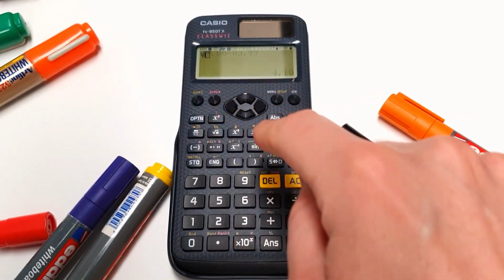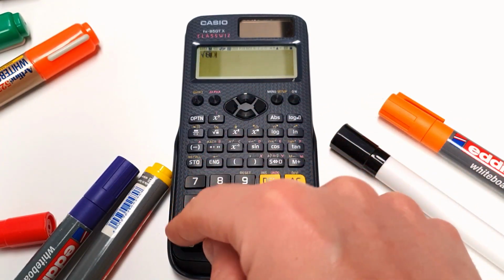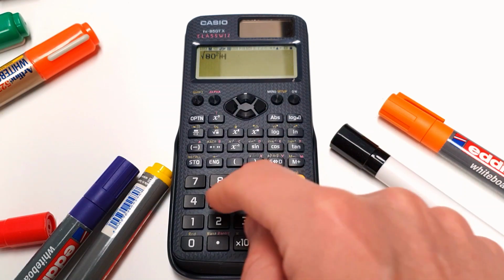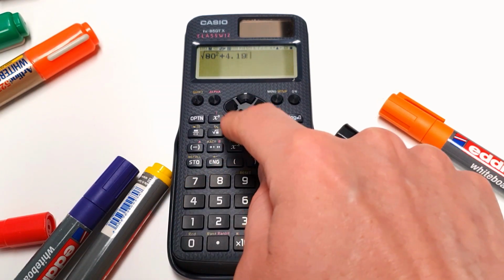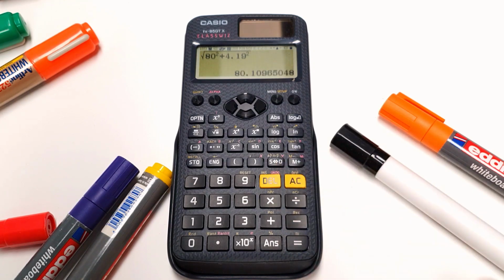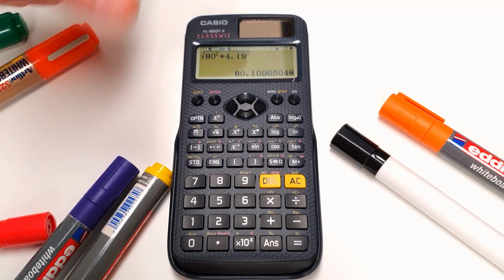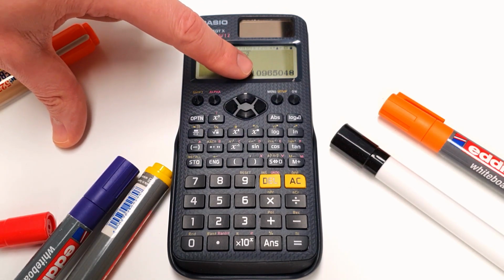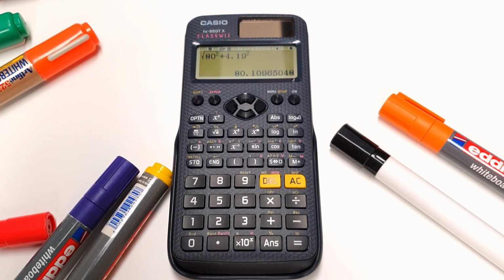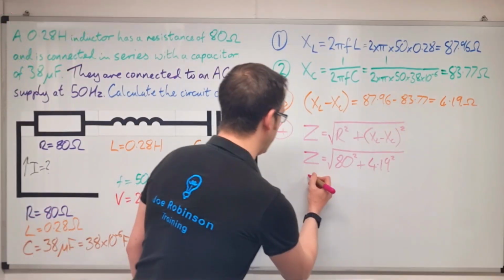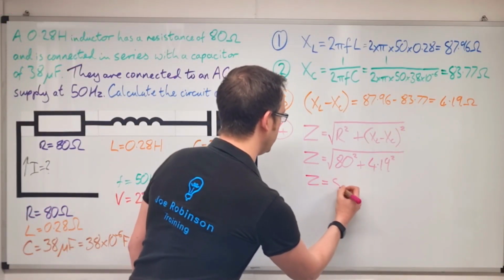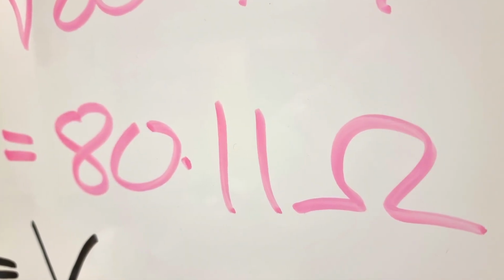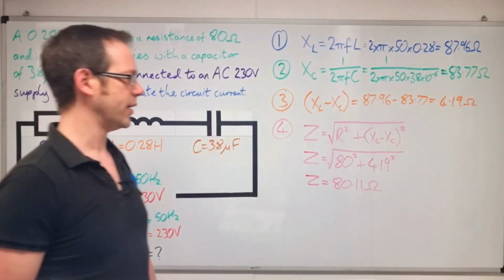So we go the square root of 80 squared plus 4.19 squared, like that. Hit the equals button, and now we're coming out with 80.10965. Round it off to 2 decimal places because that's the highest level of accuracy we've got here. 80.10, but the number after the 0 is a 9, so that 0 goes up to the next number, so that becomes 80.11. So the impedance of this circuit is equal to 80.11 ohms, and there's your next mark.